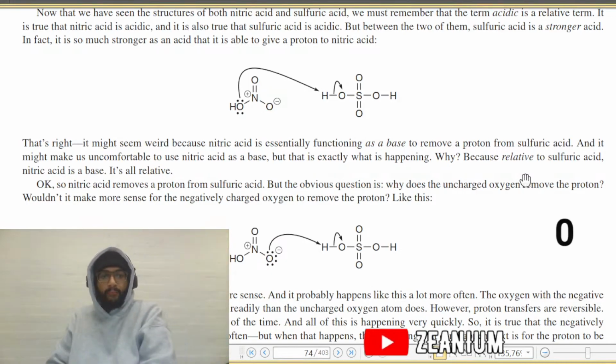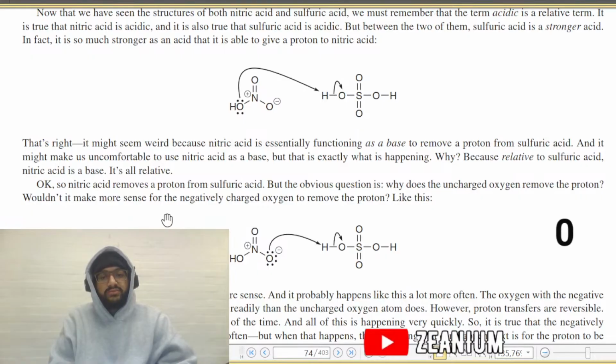Oh, why? Because relative to sulfuric acid, nitric acid is a base. It's all relative. So nitric acid removes a proton from sulfuric acid. But the obvious question is, why does the uncharged oxygen remove the proton?